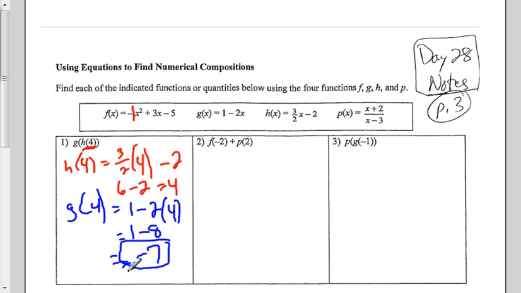So just like we were doing graphically and numerically from a data table, except now we have the function. So why don't you guys try the next two and then check out what we have.